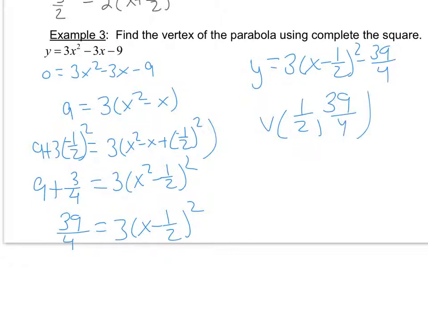So there's being able to find the vertex with standard form. Now we're going to be able to graph these and try to help use them. Okay? So let's keep going. And don't forget this vertex is negative 39 over 4. That's my fault. Okay? Let's keep going.